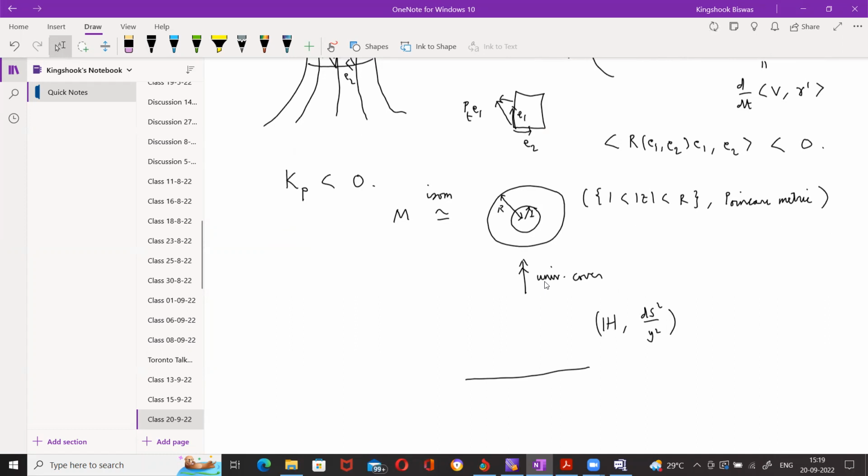And this will be the quotient of this upper half plane by a scaling by some factor lambda. So z goes to lambda z, where lambda will be positive. You can express it in terms of R. And this we've done in our complex analysis class, if you remember.